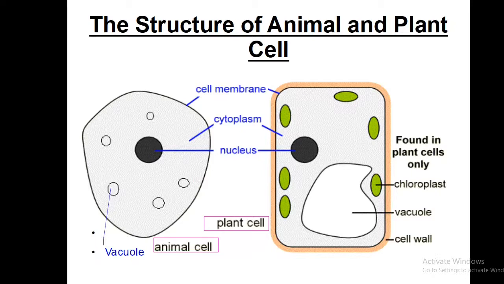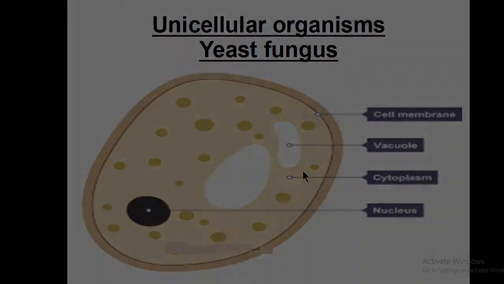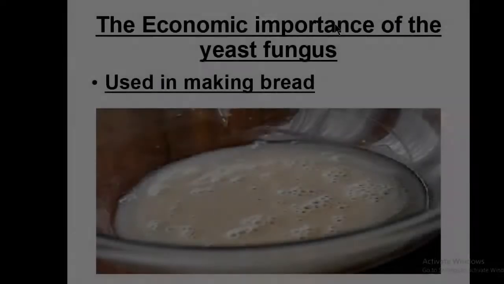So what is the photosynthesis process? The plant carries out the photosynthesis process, which takes sunlight and carbon dioxide gas and gives out oxygen gas and the starch. Now I am going to talk about the economic importance of yeast fungus.